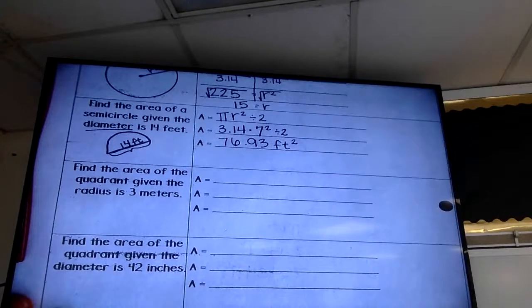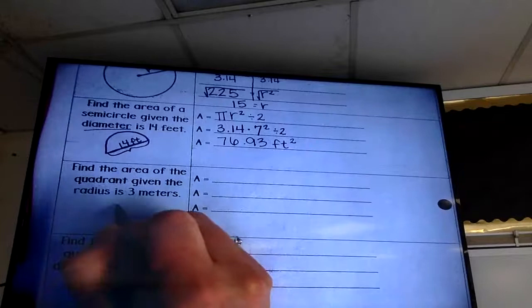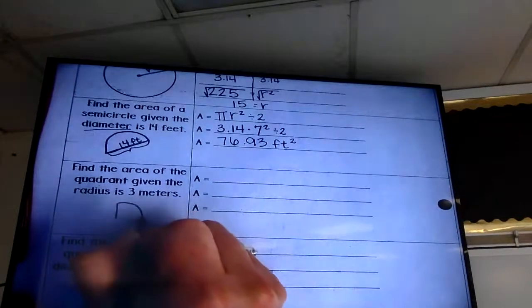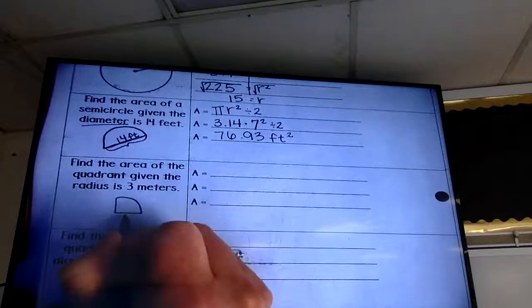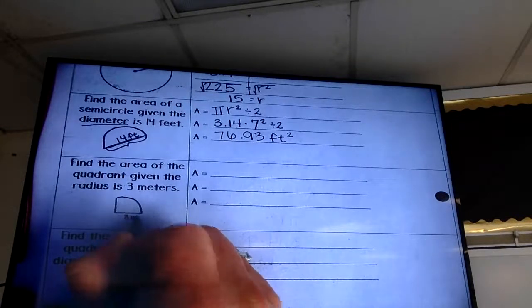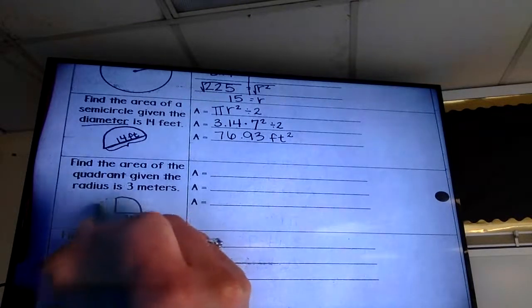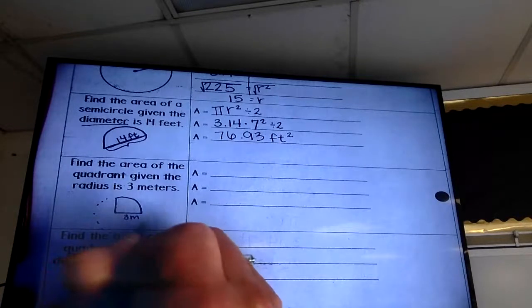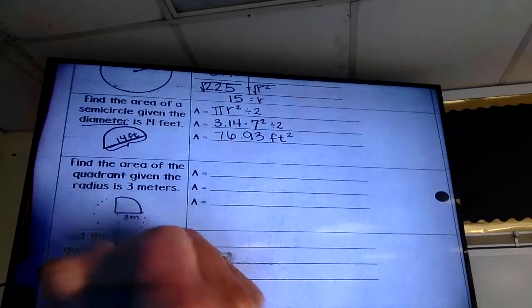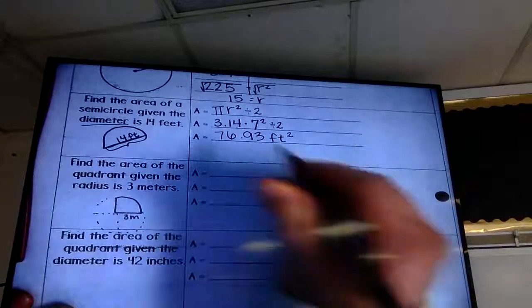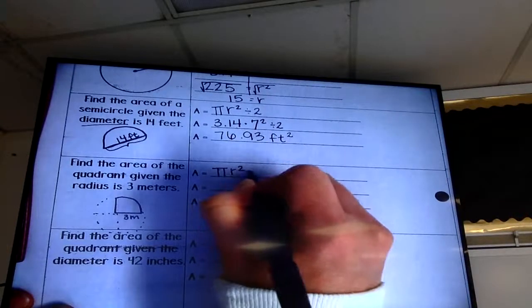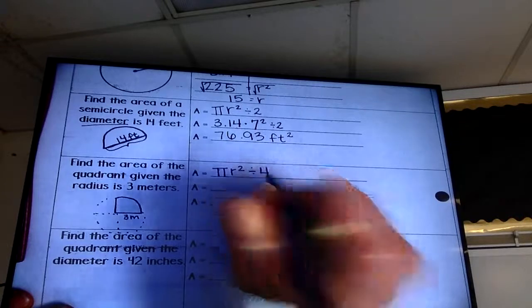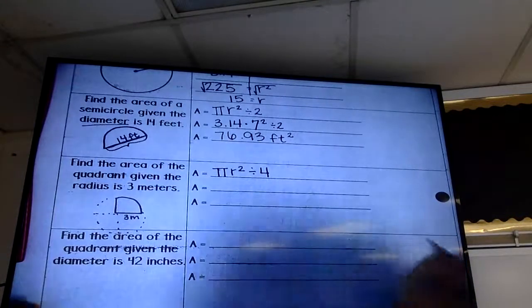Find the area of the quadrant given the radius is 3 meters. So let's draw a quadrant. Here's my quadrant. I know the radius is 3 meters, so I'm going to say 3 meters. Remember, if it was a full circle, it would look like this. So we're talking only about a fourth of the circle here. So I'm going to say pi r squared divided by 4, because there are 4 quadrants in a full circle.